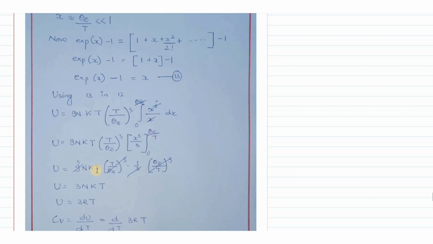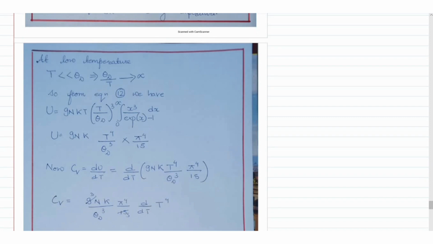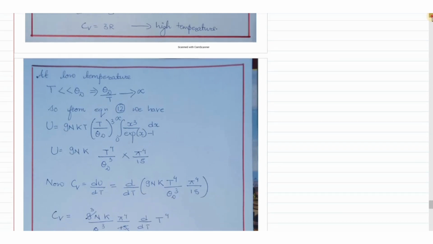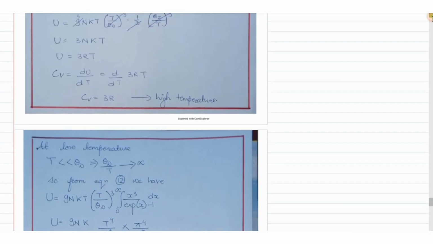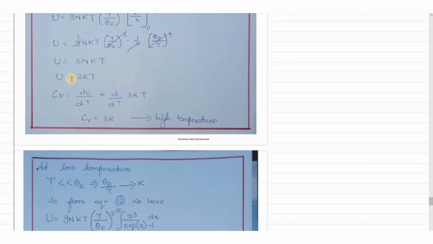U is equal to 9NkT (T by theta_D) whole cube into 1 by 3, putting limit theta_D by T whole cube. So this 3 and this 9 cancel out, and these terms also get cancelled out. So now we get that u is equal to 3NkT. So we can write that u is equal to 3RT.